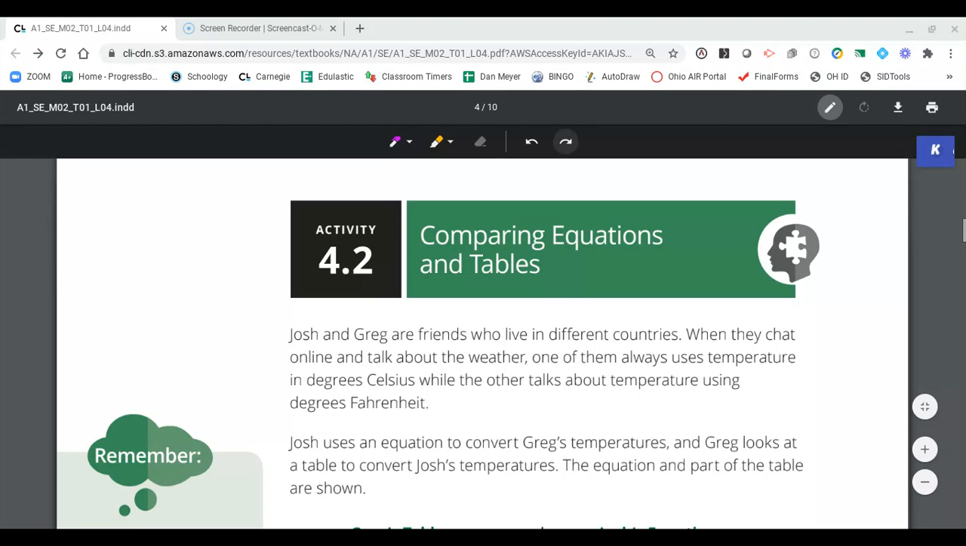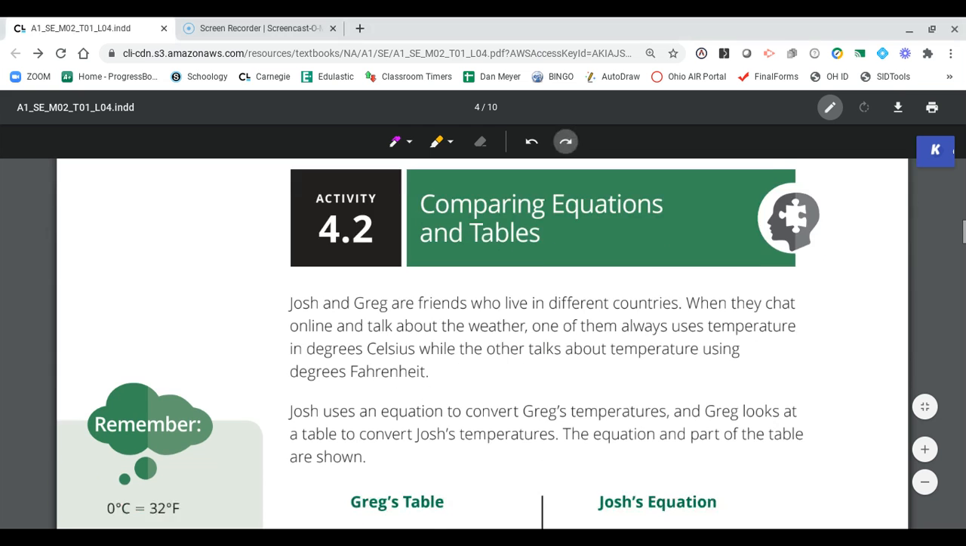So in activity 4.2, we're going to compare equations and tables. And here's the scenario. Josh and Greg are friends who live in different countries. When they chat online and talk about the weather, one of them uses Celsius, one of them uses Fahrenheit. Josh uses an equation to convert Greg's temperatures, and Greg looks at a table to convert Josh's temperatures. The equation and part of the table are shown.